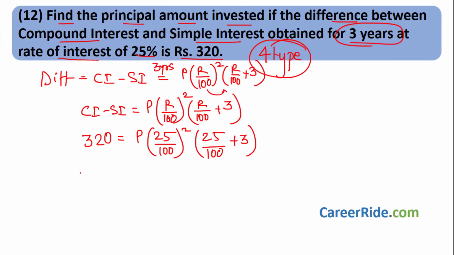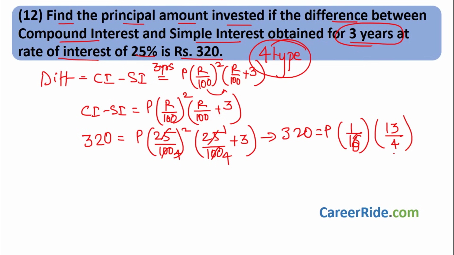We will solve it. 320 equal to P into 1 upon 16. Why 1 upon 16? 25 4s are 100, and squaring we get 1 upon 16, multiplied by 25 into 4, 25 1s are 25, 4 3s are 12, 13 by 4. This is 13 by 4. On solving, what we get? 320, we will take P over here directly. 320 multiplied by 16 multiplied by 4 divided by 13.